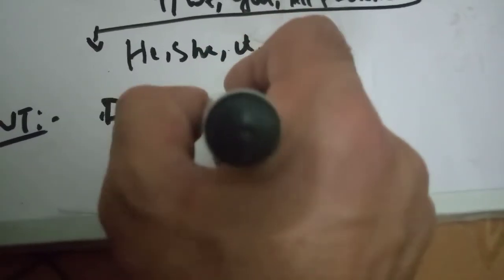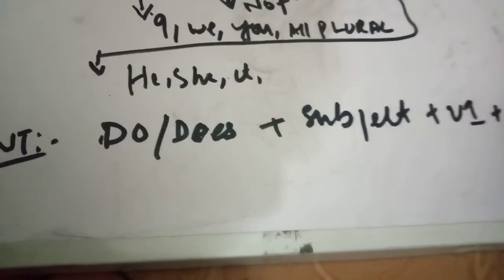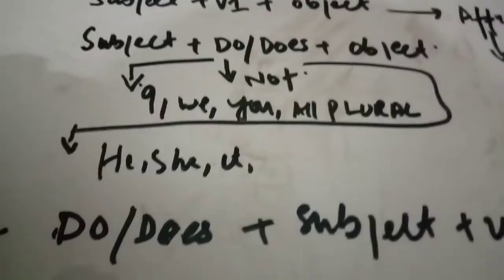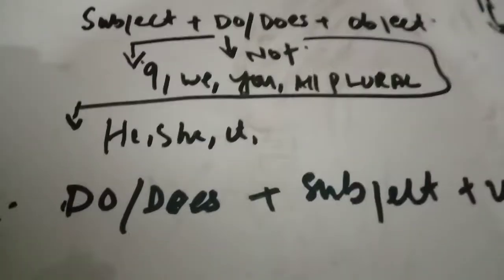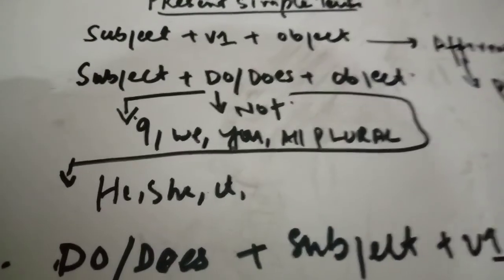If you want to make interrogative sentences, then we have to bring do or does in the beginning of the sentences, followed by subject, then V1, and then in the end we have to use object. I hope it's clear to all of you. You can make sentences by following this structure, which is quite simple and easy to understand.